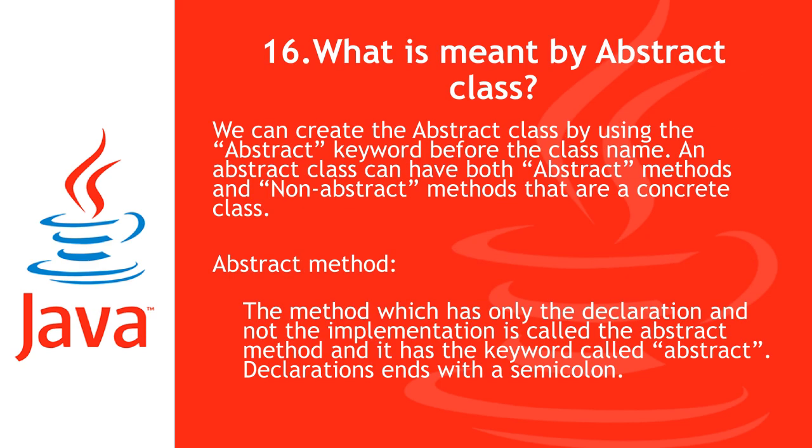What is meant by abstract class? We can create the abstract class by using the abstract keyword before the class name. An abstract class can have both abstract methods and non-abstract methods, that is, concrete methods. An abstract method is a method which has only the declaration and not the implementation, and it has the keyword abstract. Declarations end with a semicolon.